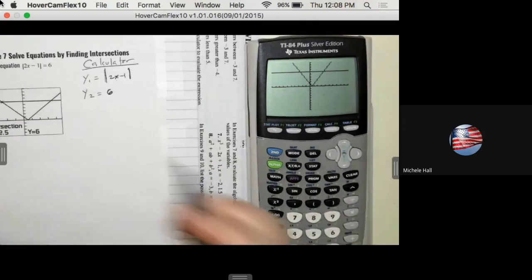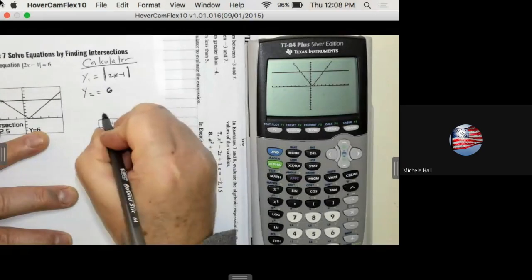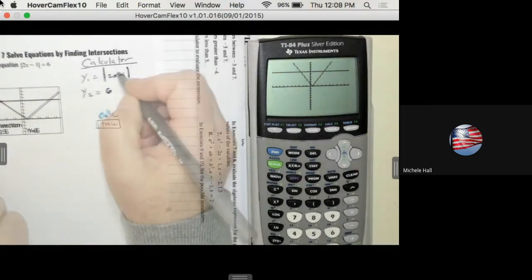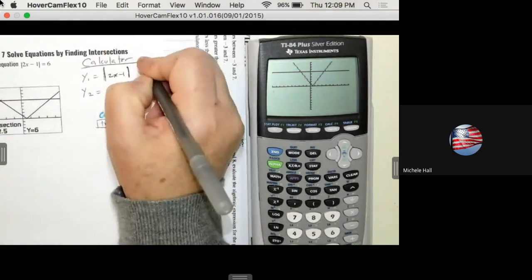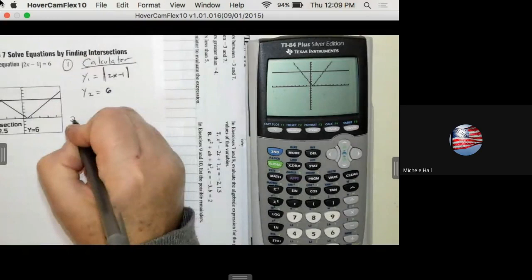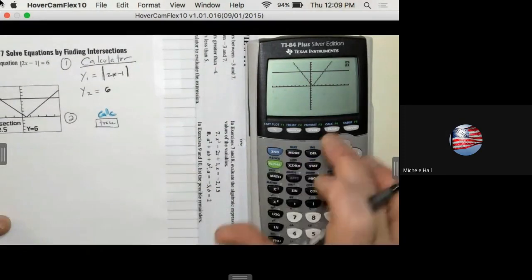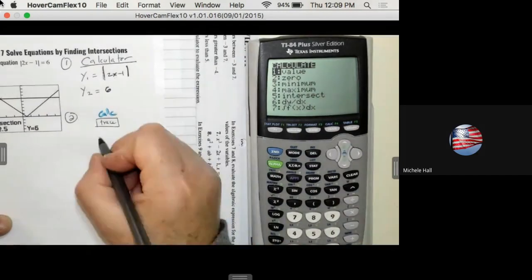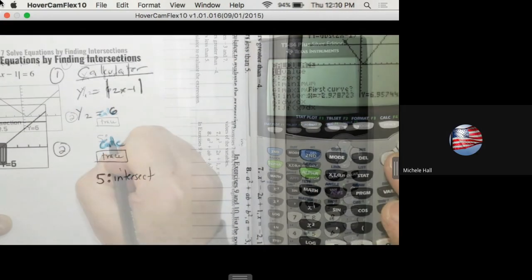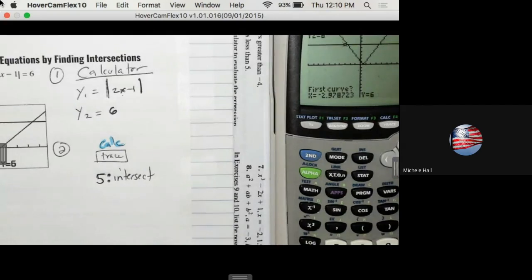So we're going to go to calculate. So we go to trace. We're going to the calc button. Step 1. We graphed. Step 2. Now we're going to calculate and go to calculate, and it's going to be number 5, intersect. Where are they intersecting? The first curve is saying it's the absolute value. Fine. Yes. Okay. And you want to be on that place where you think it is. There's where the intersection is.